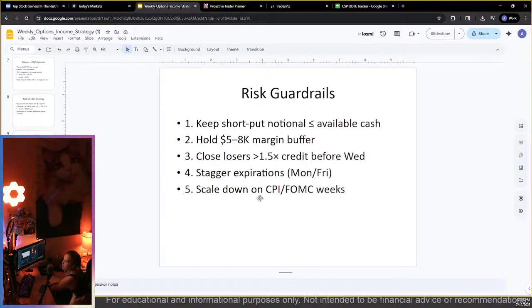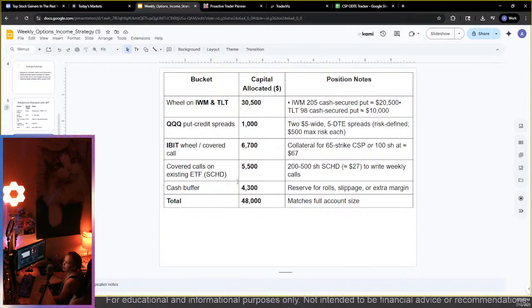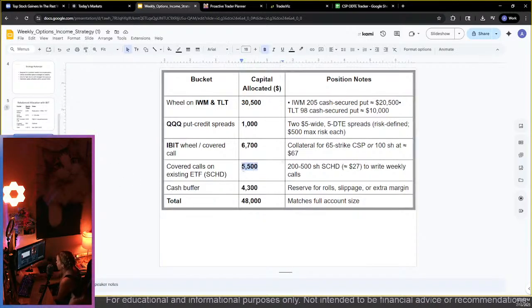Keep short put notional less than available cash. Okay. Hold a good margin buffer. Close losers because we're selling credit at 1.5 credit received. Okay, we could do that. Stagger expirations Monday, Friday. Scale down on CPI and FOMC weeks. Okay, I could do that. Those rules are gonna stick. The one thing I need to change is the covered call strategy is gonna be Walmart, which is gonna bump it up to like 98.00.